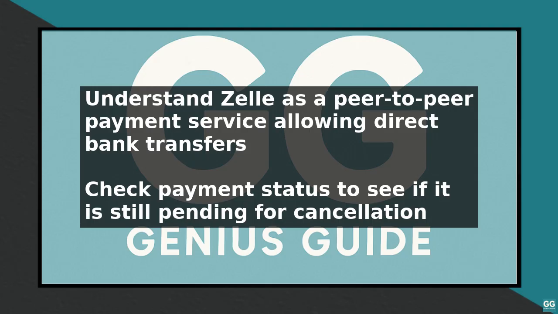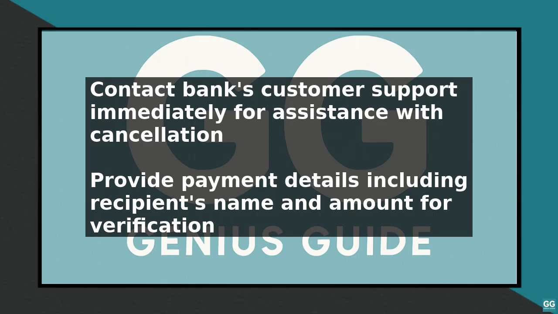First, check if the payment is still pending. If the payment has already been processed, you will not be able to cancel it. Log in to your bank's online banking platform or mobile app and navigate to the Zelle section. Look for the payment you want to cancel and check its status. If it says pending, you may be able to cancel it.